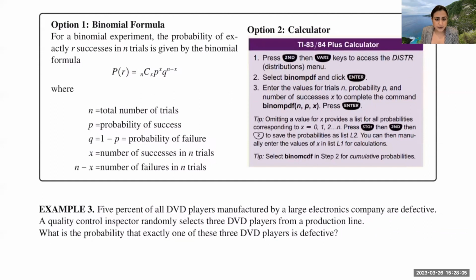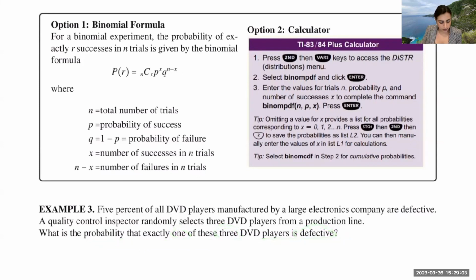It says 5% of all DVD players manufactured by a large electronics company are defective. So notice that they're already telling you what the probability of being defective is. The company knows that because of previous years, 5% of the DVD players that they make are going to be defective. It says a quality control inspector randomly selects 3 DVD players from a production line. And then it asks, what is the probability that exactly one of these 3 DVD players is defective?